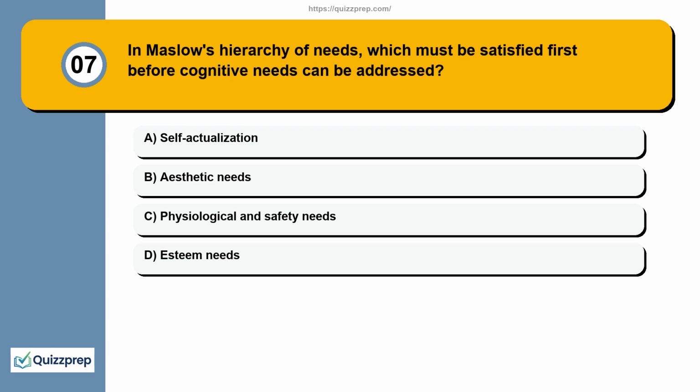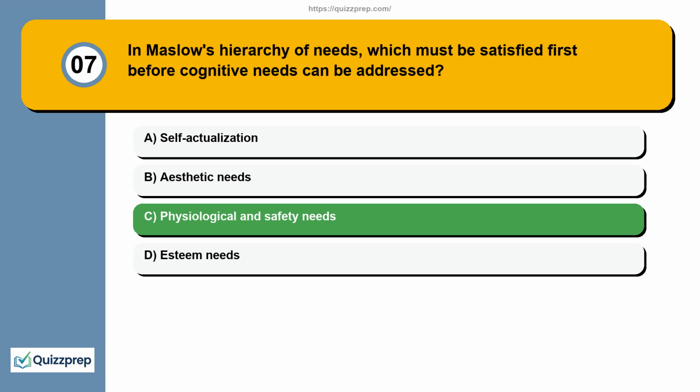Question 7. In Maslow's hierarchy of needs, which must be satisfied first before cognitive needs can be addressed? Here are your options. Option A. Self-actualization. Option B. Aesthetic needs. Option C. Physiological and safety needs. Option D. Esteem needs.